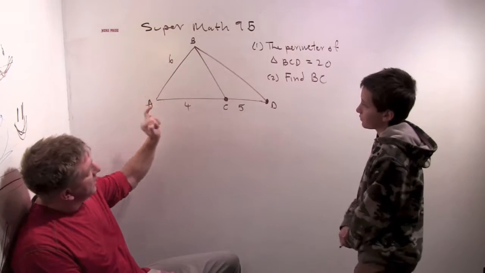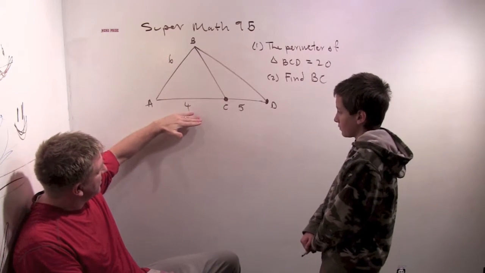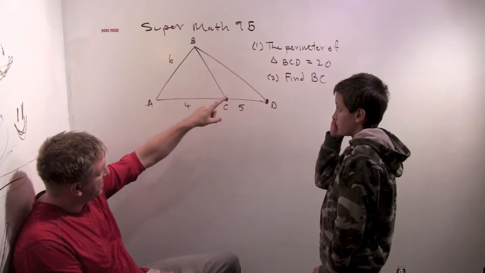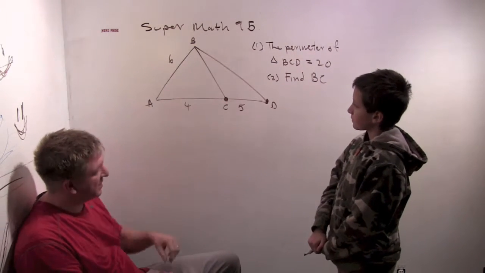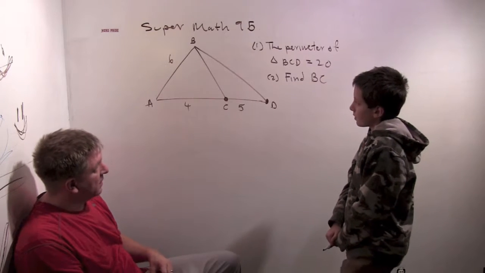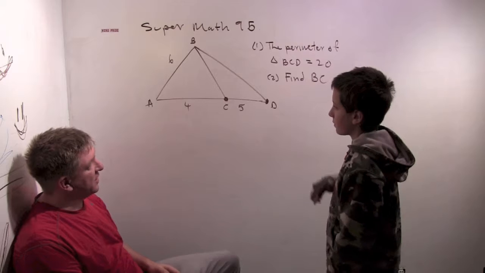Everything's labeled. We have triangle ABC and ABD. Side 6 here, AC is 4, CD is 5. It says the perimeter of BCD is 20, and the problem was to find the length BC. Okay? Alright, so first, what is the first thing you should do?